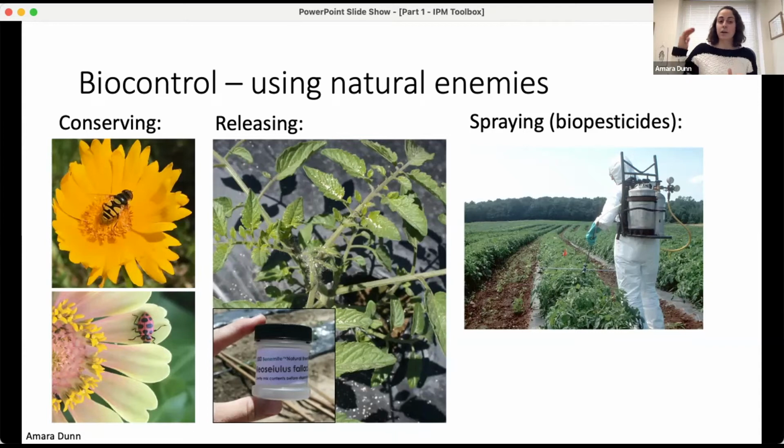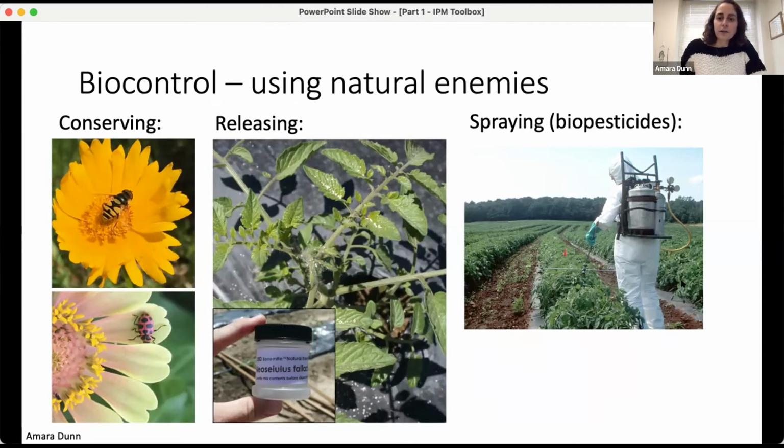If you want to take it to a next level of conserving natural enemies of pests, you could think about what makes your field a place where natural enemies want to hang out. And that could be a whole other talk of how you deliberately plant things that are going to feed and attract and keep natural enemies close to your tomato plants where they can be helping you out with pest control.